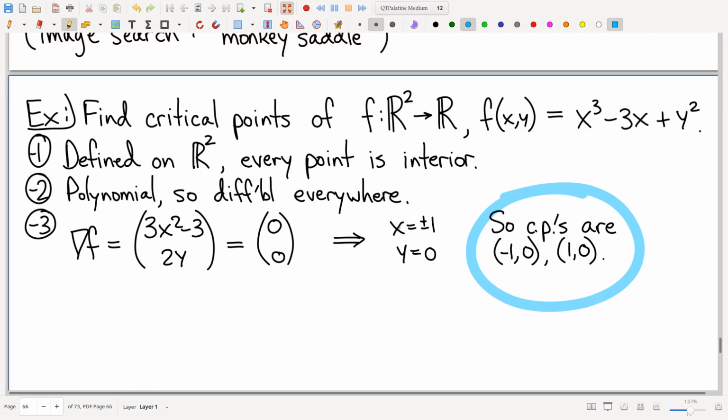For the moment, we're not worrying about where to go from here. How do I classify these? That's another matter. We'll get to that in a couple minutes.